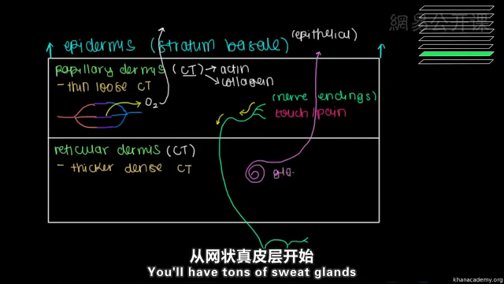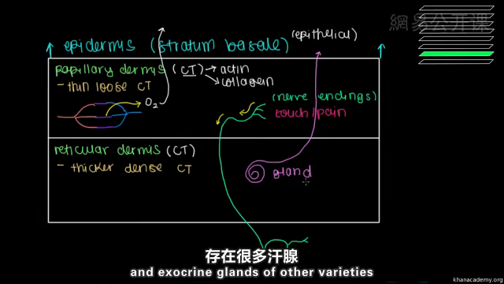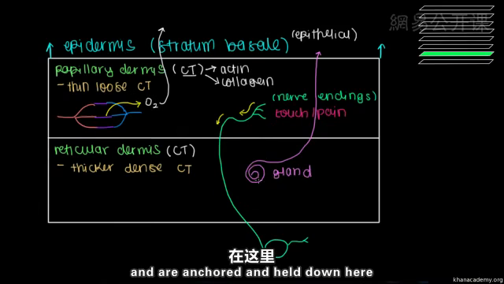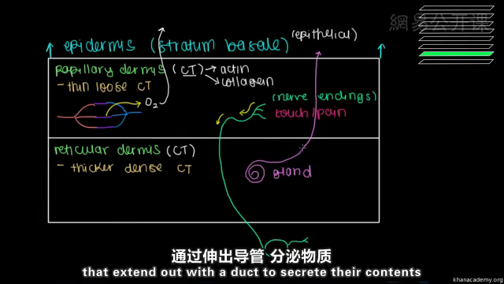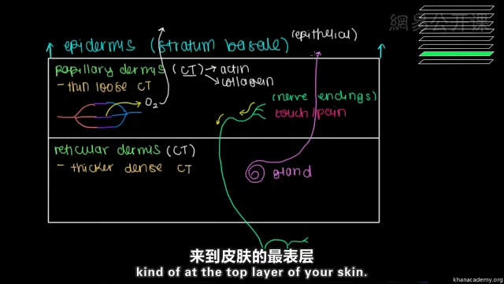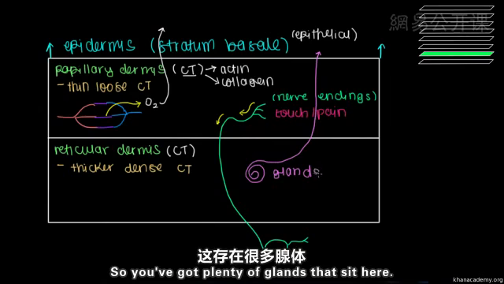You'll have tons of sweat glands and exocrine glands of other varieties that start in your reticular dermis and are anchored and held down here, that extend out with a duct to secrete their contents to the epidermis, to the outside world, kind of at the top layer of your skin. So you've got plenty of glands that sit here.